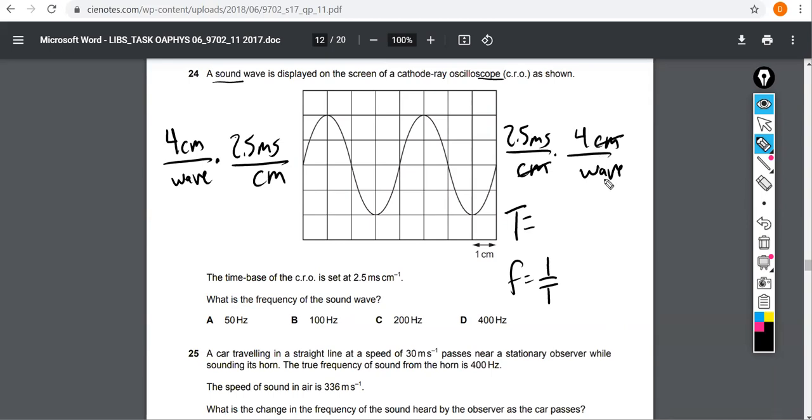4 centimeters per wave times 2.5 milliseconds per centimeter means we've got 4 times 2.5. We've got 10 milliseconds per wave. That's the time period. So if I want the frequency, I'm just going to do 1 divided by 10 milliseconds. Don't forget about the metric prefixes. We saw that in another example. Knowing those metric prefixes is very important.